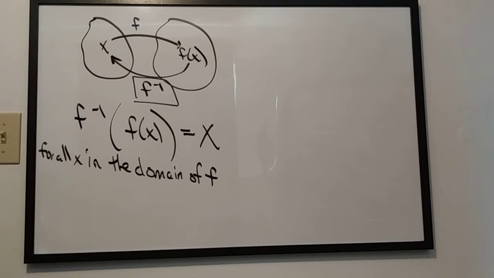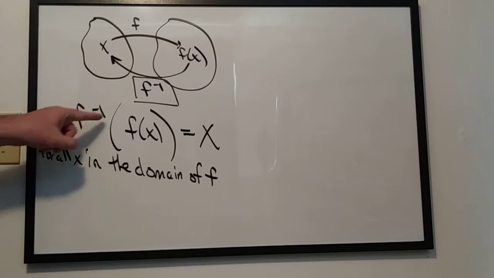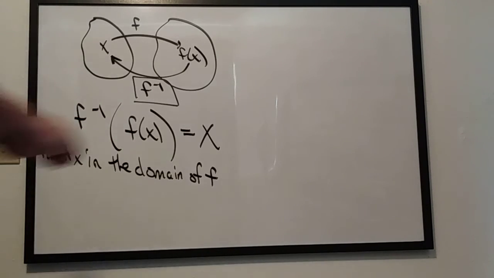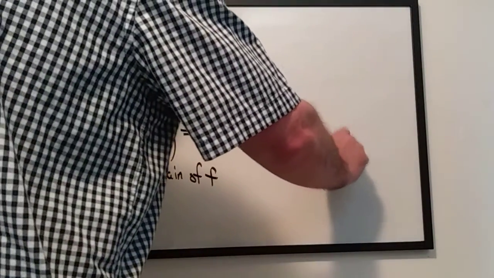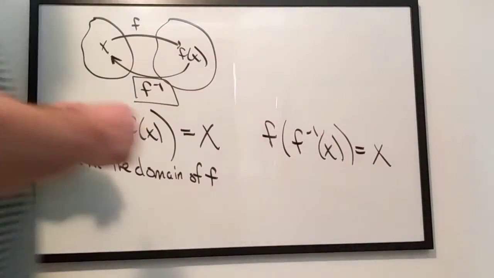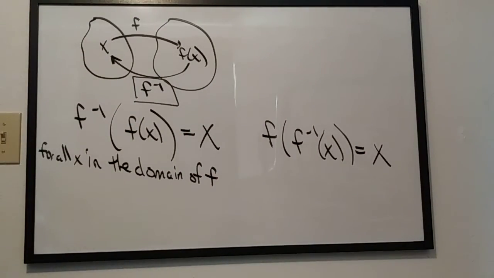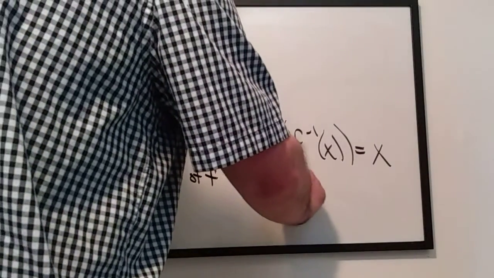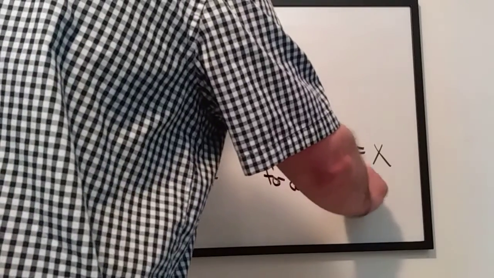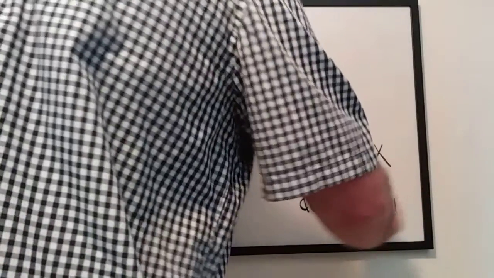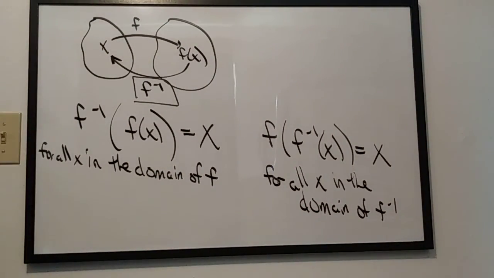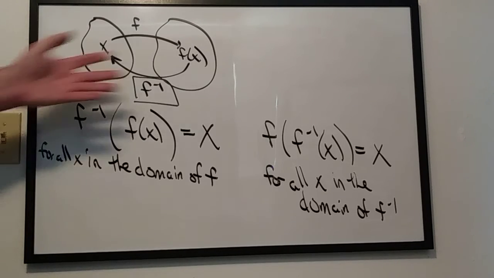Well, we can also come in and say the opposite operation. So instead of having the f inverse on the outside and the f on the inside, we can do the same thing and say, well, let's do f on the outside, f inverse on the inside, and that also is going to be x. But once again, this only makes sense for things that could have started this journey. So for all x in the domain of f inverse.